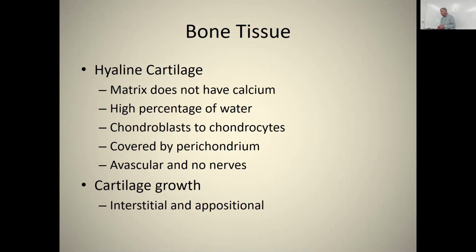Cartilage growth is interstitial and appositional. Interstitial, that's true for bone also. Interstitial is growing taller this way. Appositional is growing sideways. So once you're beyond puberty, you don't have any more interstitial growth. You can have appositional growth, make bones stronger or weaker.